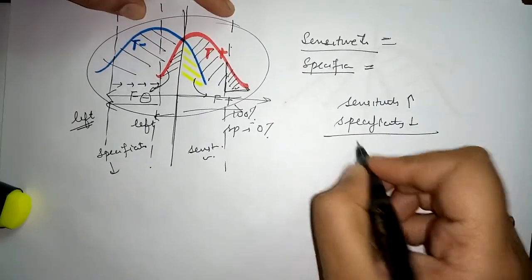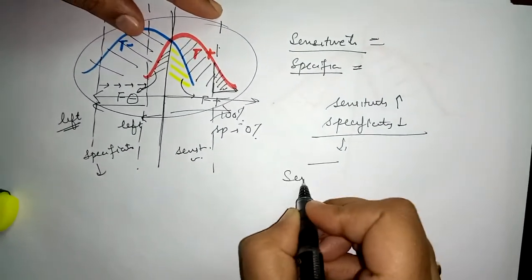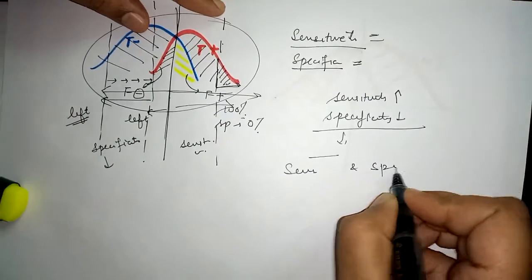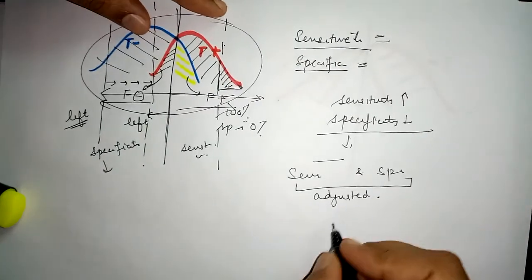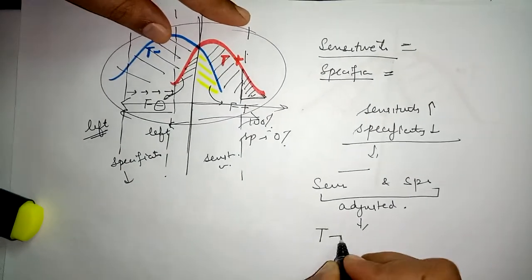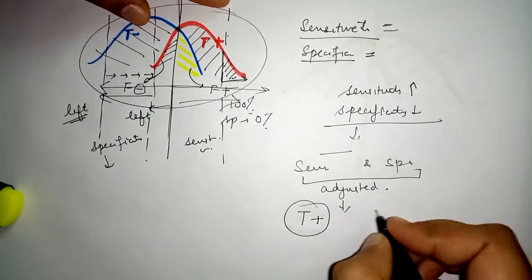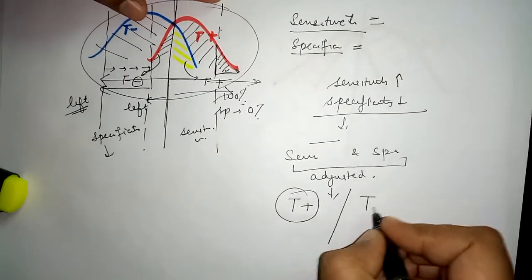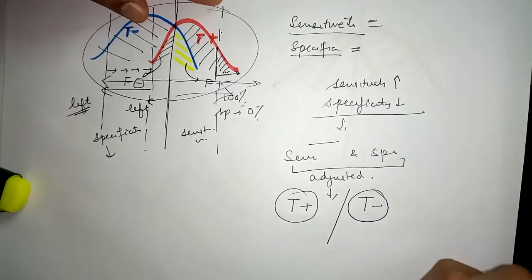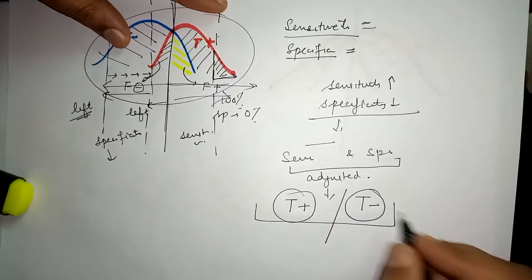So we need to make a test where sensitivity and specificity are adjusted in such a way that our test is able to detect the true positives accurately, and is also able to differentiate true positives from true negatives. That is the ideal test.